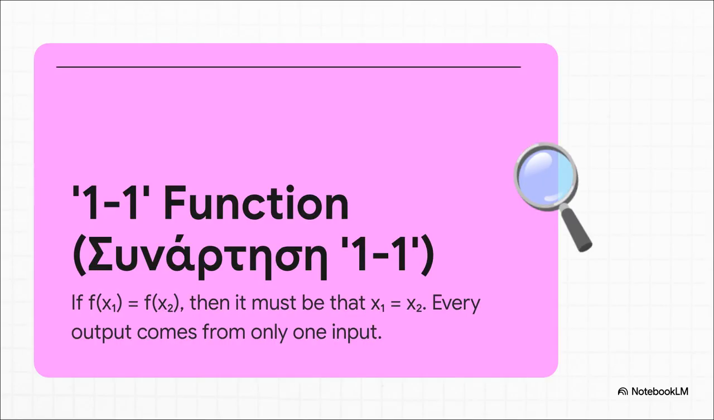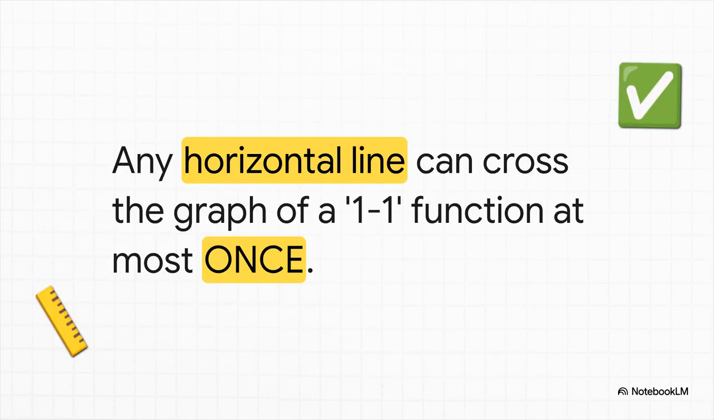It's called a one-to-one function, and this is basically a guarantee. It means that every single output, every y value, is linked to one and only one input. No two different starting points will ever land you at the same destination. No duplicates allowed. And this gives us a super easy visual trick to check for this property. It's called the horizontal line test. Just imagine sliding a ruler horizontally up and down the graph. If that ruler never ever touches the curve in more than one spot at a time, boom, you've got a one-to-one function.